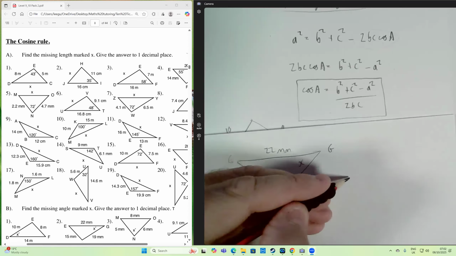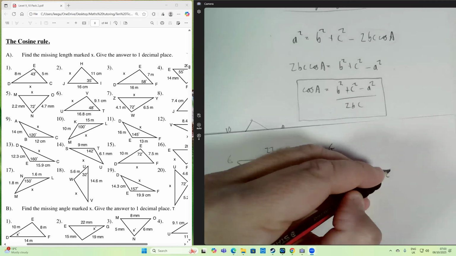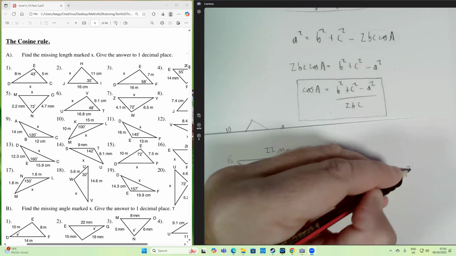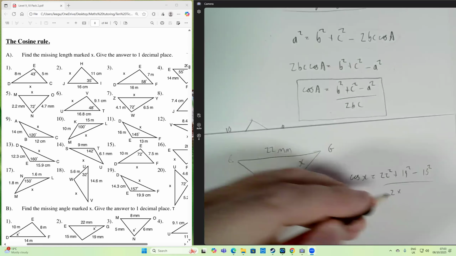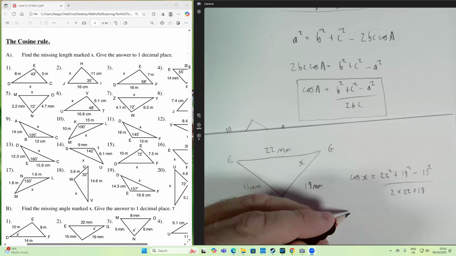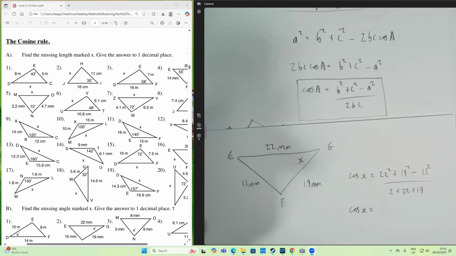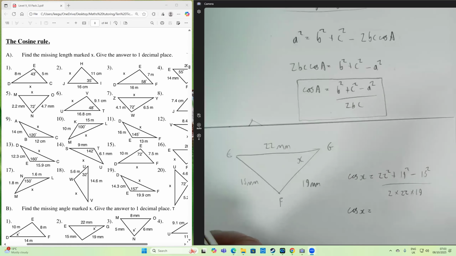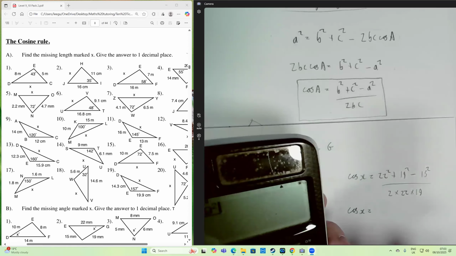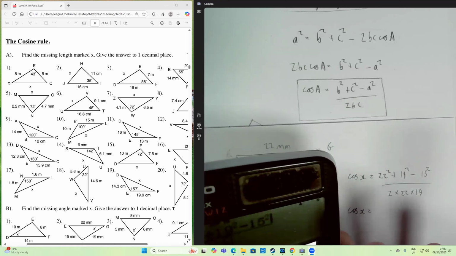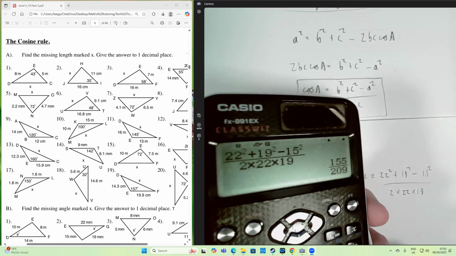So we're going to write down that cos of x is equal to 22 squared plus 19 squared minus 15 squared all over 2 times 22 times 19. That's going to give us our cosine of x. So let's have a look at that. Here we go on our calculator. We're going to work out 22 squared plus 19 squared minus 15 squared all over 2 times 22 times 19, is equal to that.